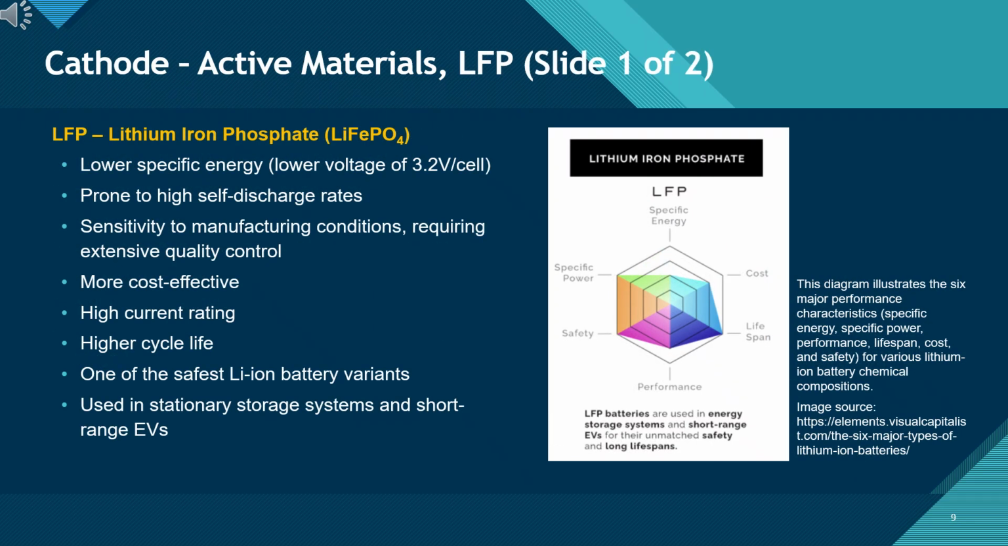Slide 1 of 2 for active materials of cathode, LFP. Now we arrive at LFP, which stands for lithium iron phosphate. Let's look at the spider chart on the right. You will immediately notice a very different shape compared to the NMC or NCA charts we just saw.